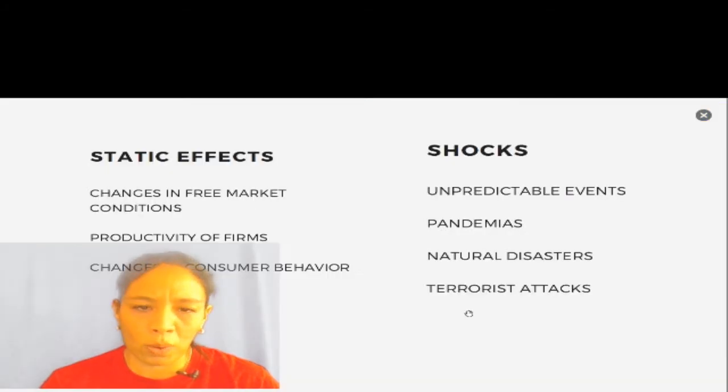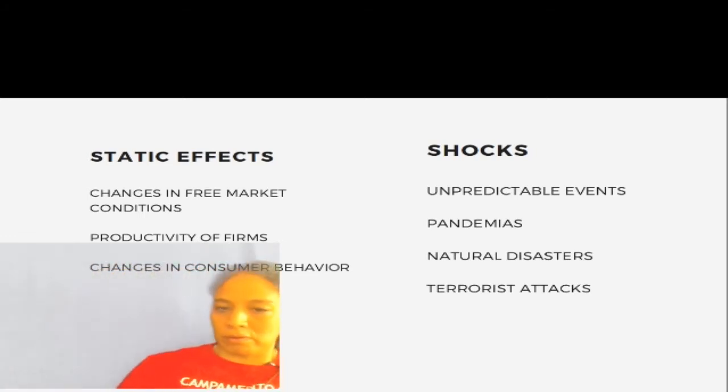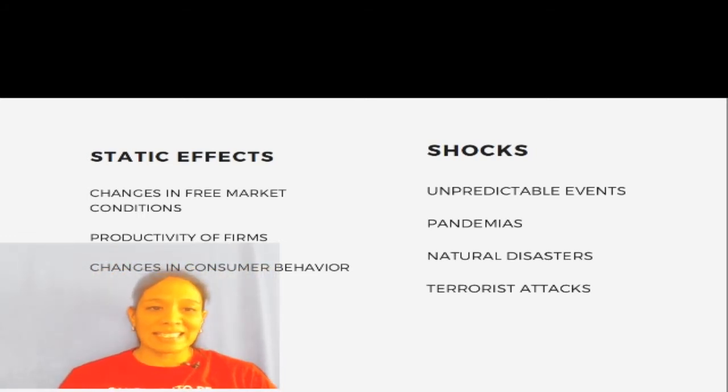Okay, I'm going to go forward, and we are going to have two effects why GDP may change, or why GDP may grow, or you can go down in a slump. Okay, we have static effects on one side. Those are, for example, changes in the free market conditions. Let's say when Mexico signed the TLC, the NAFTA, the North Atlantic Free Trade Agreement with Canada and United States, well, we had a change in the free market conditions.